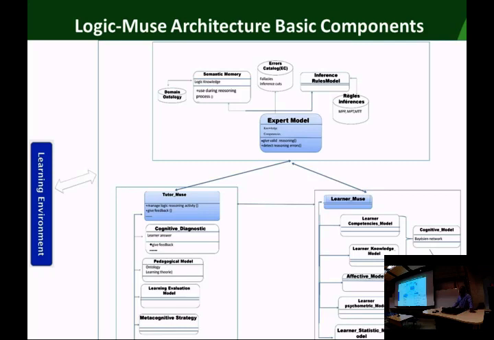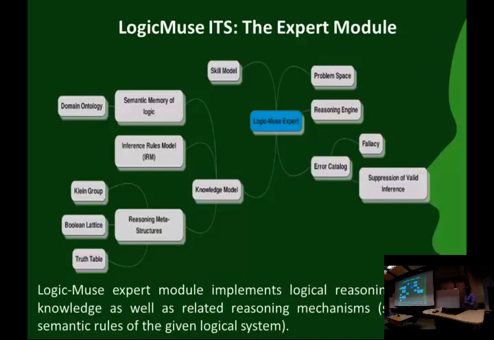But first of all, we can see that the SPS model not only represents correct reasoning knowledge, reasoning inference rules, but also we have some incorrect rules and even what we call error catalogs. But we also develop semantic memory in terms of logic ontology, domain ontology, where some basic concepts of logic are described and used to connect in some reasoning situation. So I will come back to this later. So let's have a quick look at the SPS model.